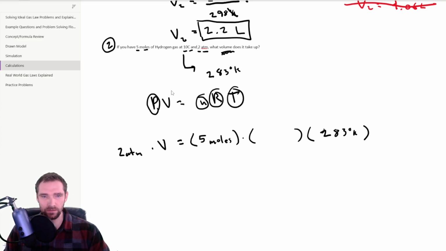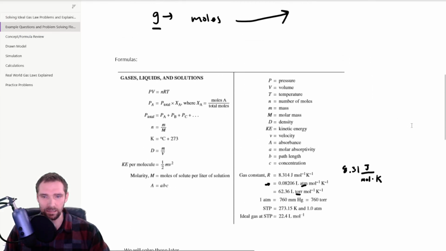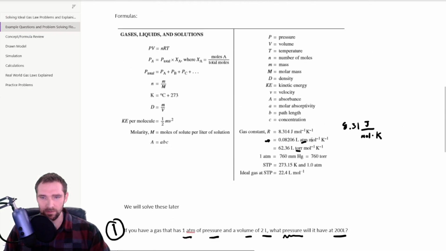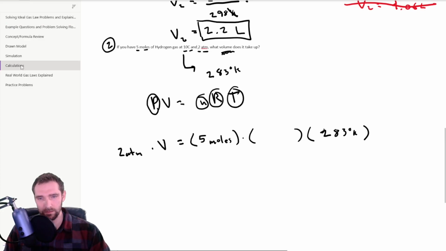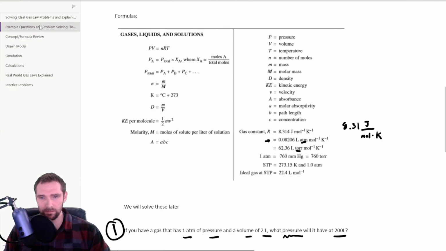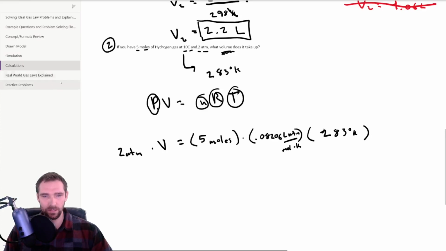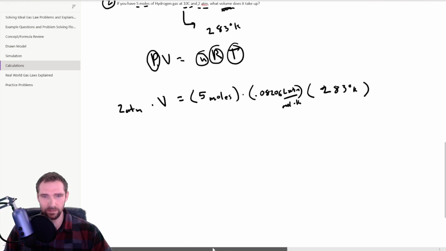So we want the atmosphere-liters conversion factor, which I believe I had right here. Yeah, it's 0.08206, and that's in liters atmosphere per mole Kelvin, I believe. I just want to double check that. 0.08206. Okay, so that looks pretty good. And now it's just a matter of plugging in and solving for this stuff.